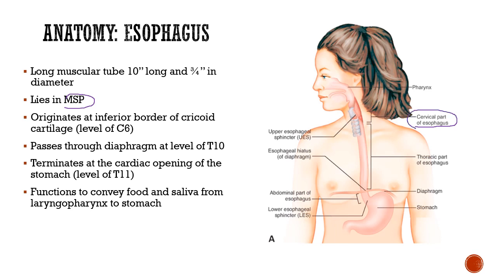It passes through the diaphragm, which is at T10, and ends at T11, which is the location of the cardiac opening of the stomach. It functions to convey food and saliva from the laryngopharynx to the stomach.